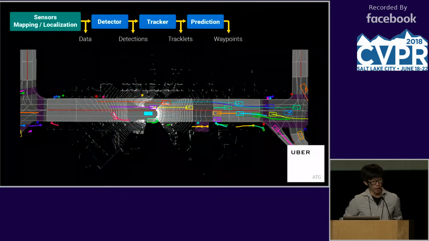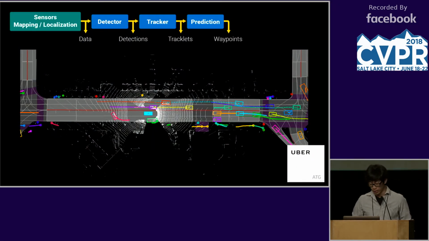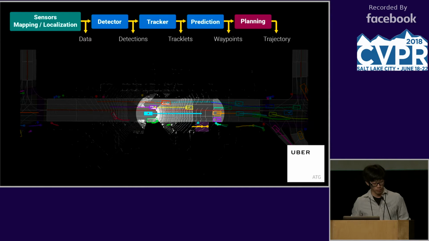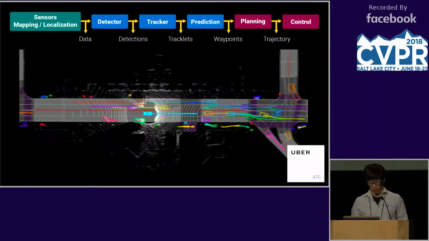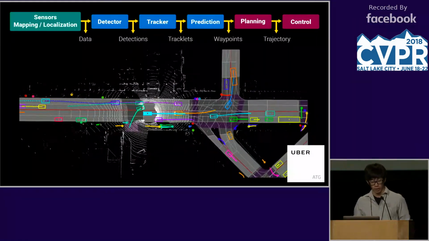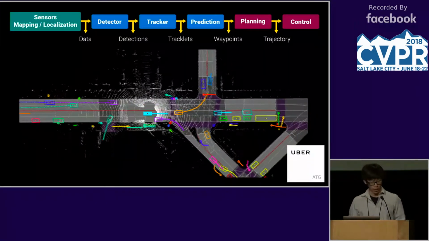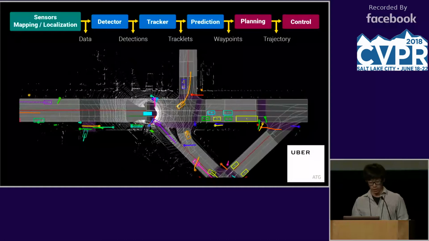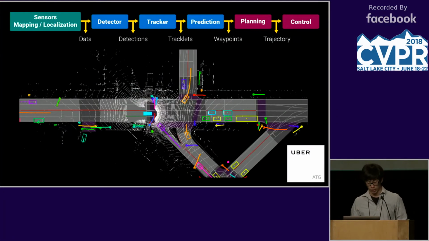Furthermore, we have to predict where each object goes in the future. And this is represented by waypoints in this image. Now, motion planning will take all this input and output a trajectory. And finally, a controller will output the vehicle command to execute this trajectory. As we can see, self-driving is indeed a complex problem.